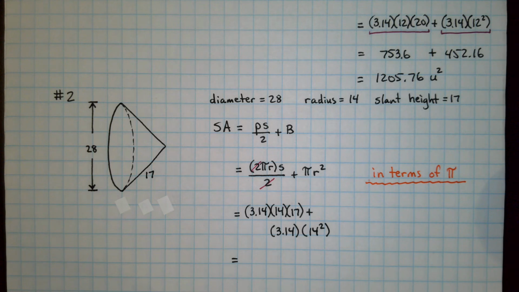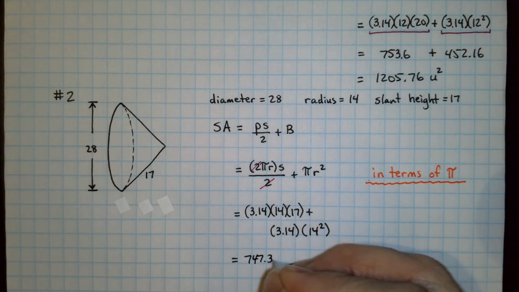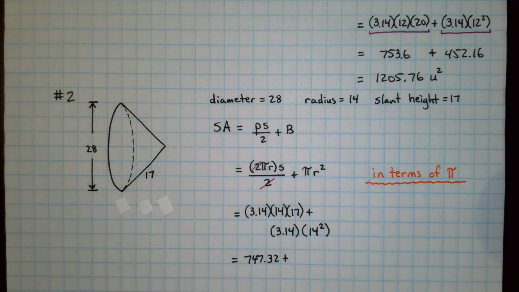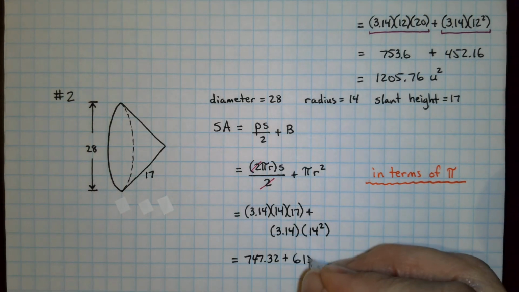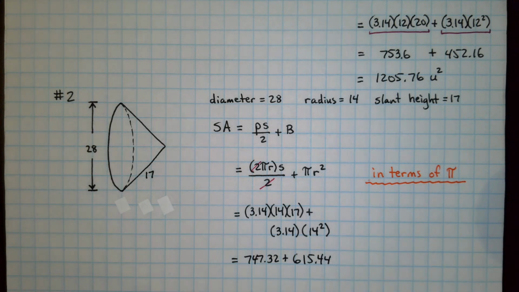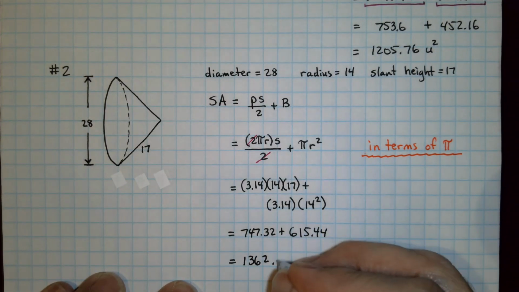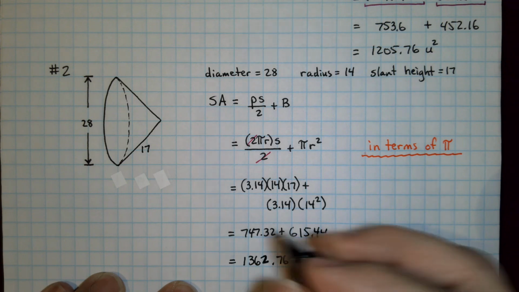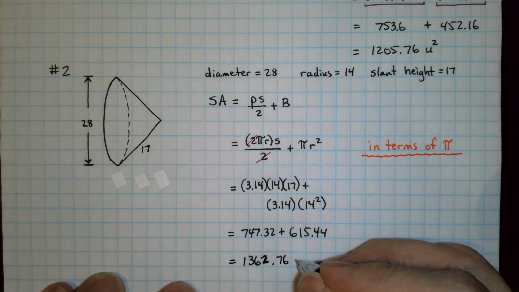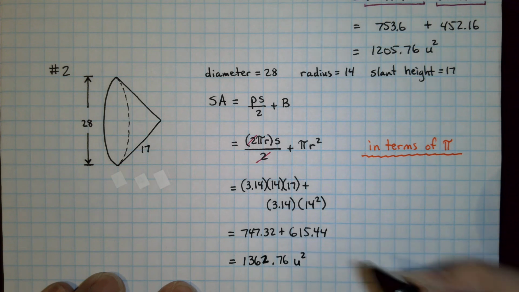3.14 times 14 times 17, 747.32 plus 3.14 times 14 times 14, and we get 615.44. If I add those two together, I get a total of 1,362.76, and I'll leave it like that. We could round it differently if we want to, and that's going to be units squared.